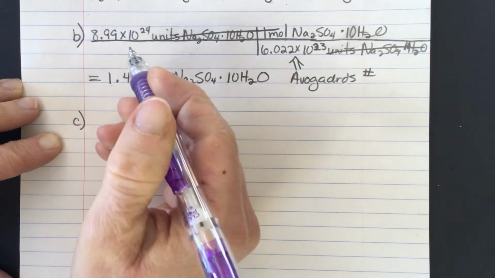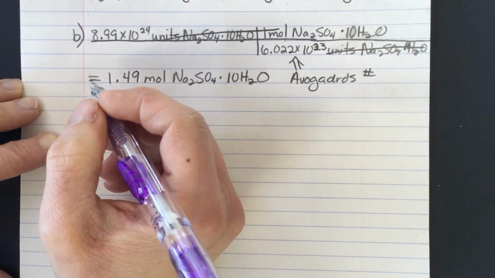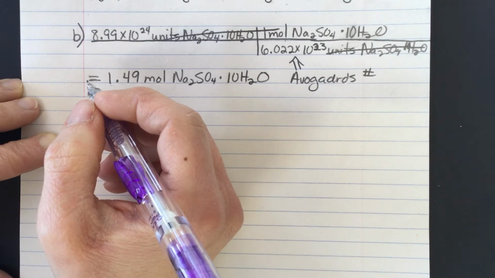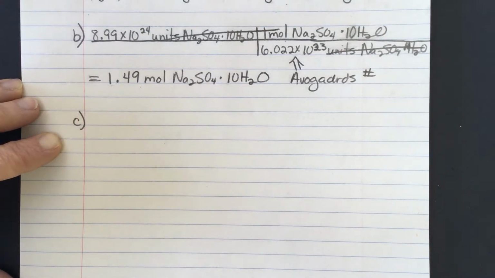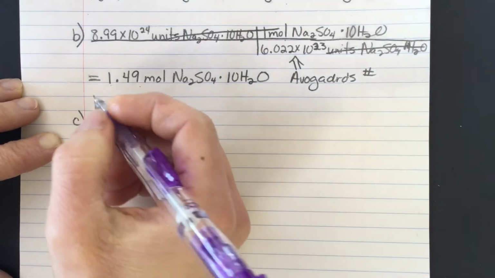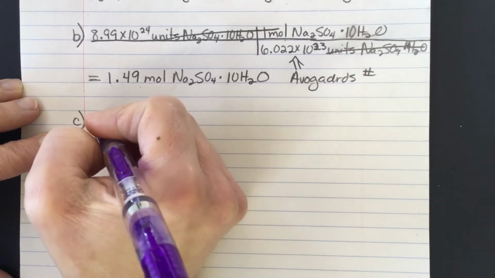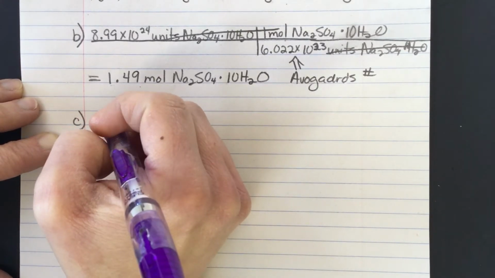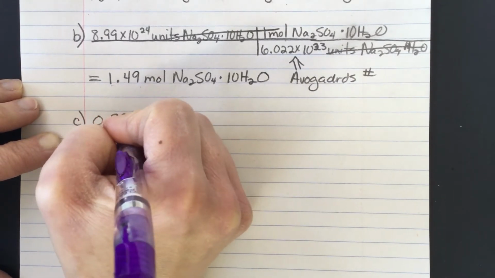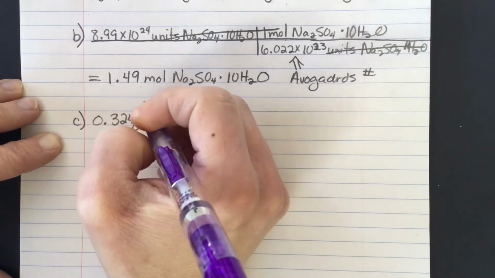Okay, moving on to C. We have aspirin, and they want to know the moles of aspirin in 1 aspirin tablet. And they give us the formula for that. That's C9H8O4. So we start out with our mass, which is 0.324 grams of aspirin.